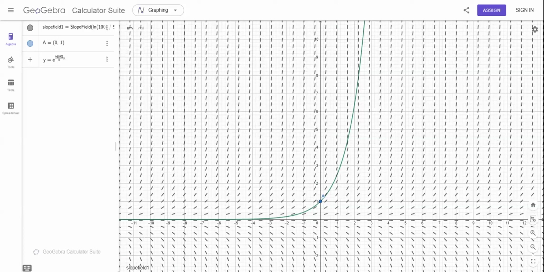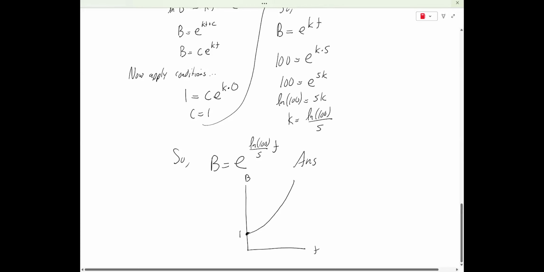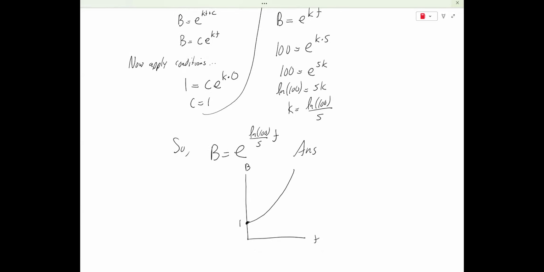Let me switch back here. Okay, that's actually a pretty simple model, where the bacteria keep growing and growing and growing. But let's change the problem just a bit. This will be a more complicated model now.